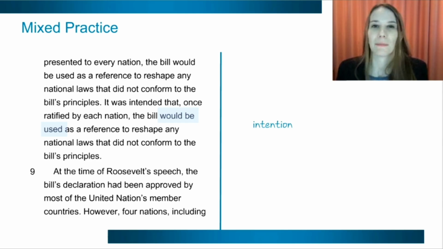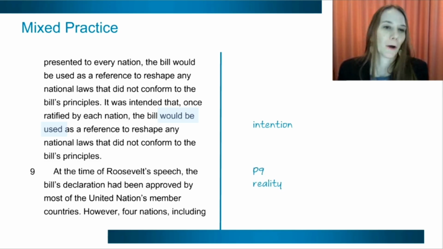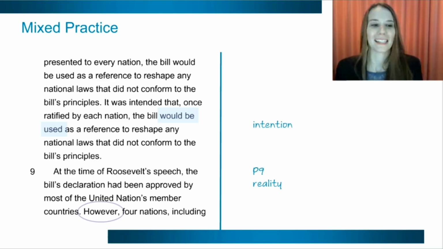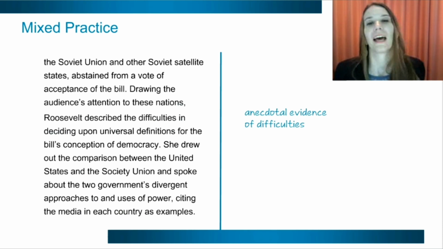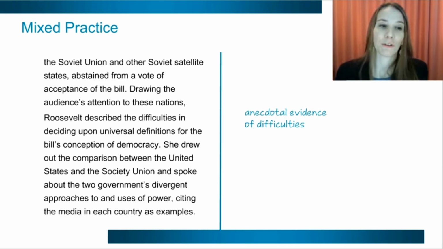Okay. Now, we've got some additional information about this here. So here's the intention. It's going to be used as a reference. However, we've got a contrast. In reality, it hasn't been ratified by each nation. In this case, 4 nations, including the Soviet Union, have abstained from this. So this is anecdotal evidence. This is kind of a story or an anecdote that is providing evidence for a particular component of the argument. In this case, this is showing some of those difficulties. So this is anecdotal evidence about the difficulties of getting this ratified.